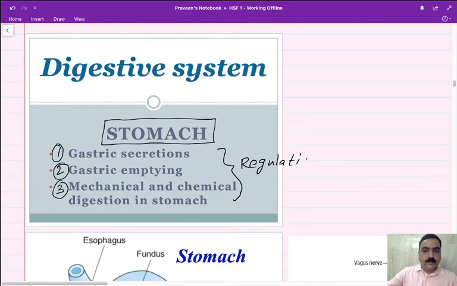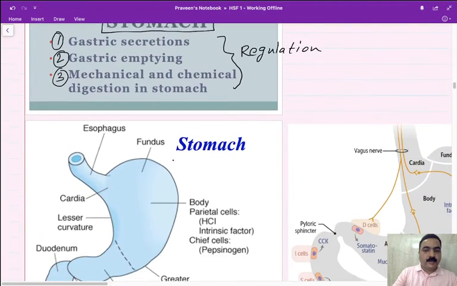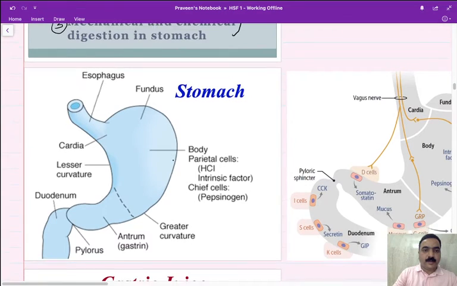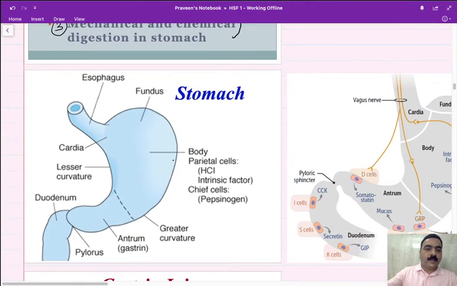Okay, so let's first study a little bit about the different parts of the stomach, and then see what are the different things that are being secreted, including the hormones and the secretions. The esophagus is what we studied in our previous class. Here you have the lower esophageal sphincter, and the food moves from the esophagus to the stomach, passing through the lower esophageal sphincter.